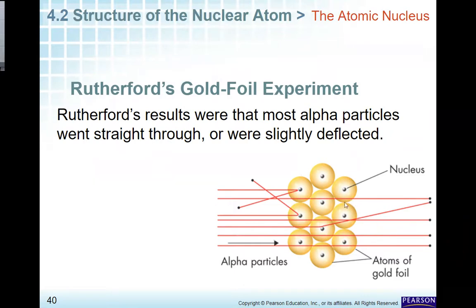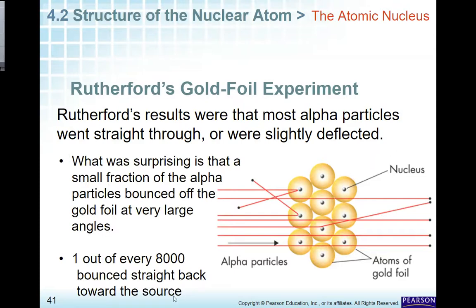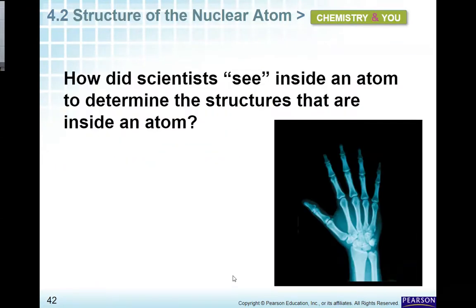Kind of like this, where everything would go through. Sometimes it was altered just a little bit because it would get close to the nucleus, and sometimes it would bounce back. Okay, so again, 1 out of every 8,000 bounced straight back towards the source of those alpha particles, which is that radioactive material that we've been talking about.